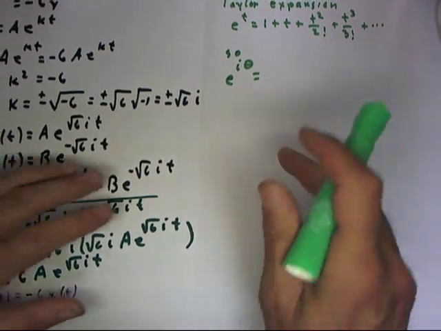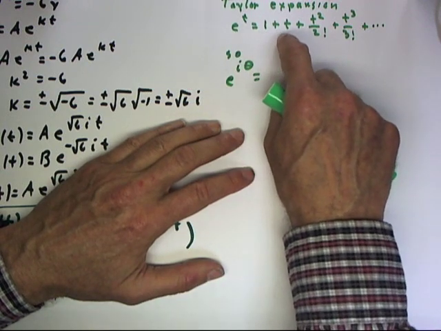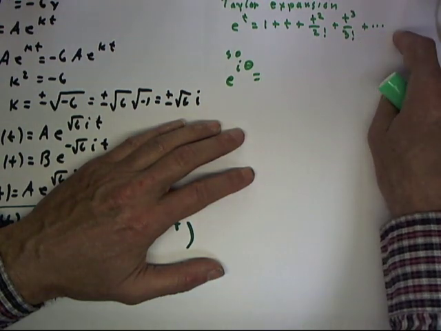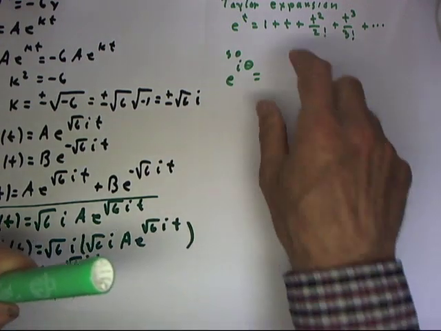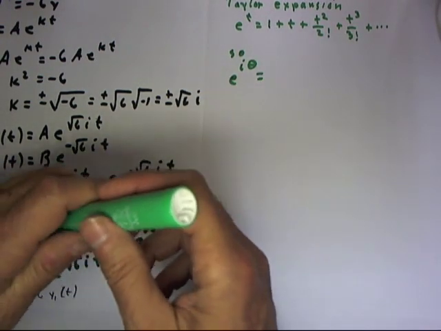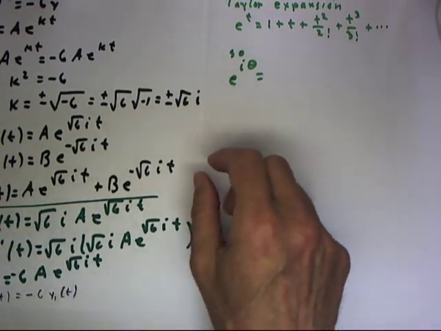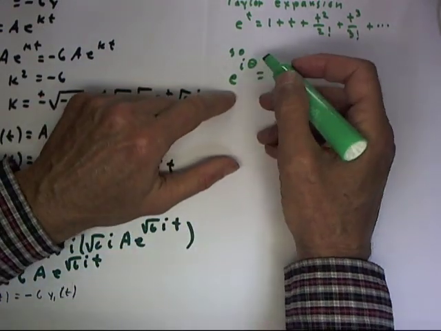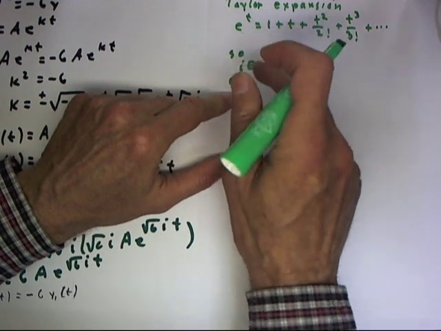Now let's recall the Taylor expansion for the exponential function: e to the t is 1 plus t plus t squared over 2 factorial plus t cubed over 3 factorial, etc. If you don't understand this, you need to review the Taylor expansion, but it's a very straightforward expansion. You should also review the expansion of the sine and cosine functions, because that's where we're heading, as you'll see in a minute.